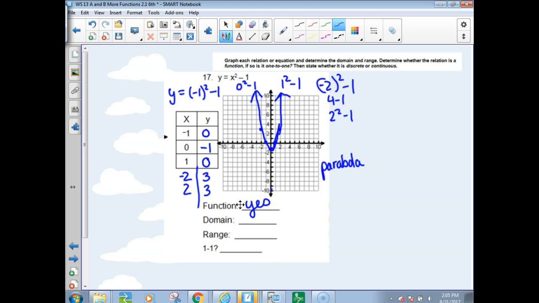What is the domain? Well, did I have any restrictions on what I could plug in? Could I put in 1,000,000 and square it? That's fine, I just couldn't plot it. Okay, but so there's no restrictions. So you actually could put in anything. You could put in decimals too. So you can go from -infinity to infinity on the domain. Remember, domain is what the values of x can be.